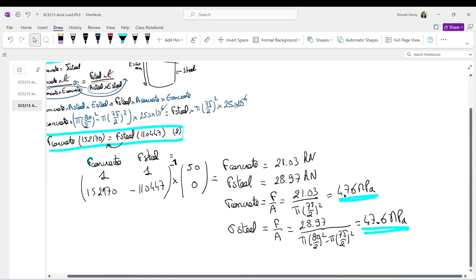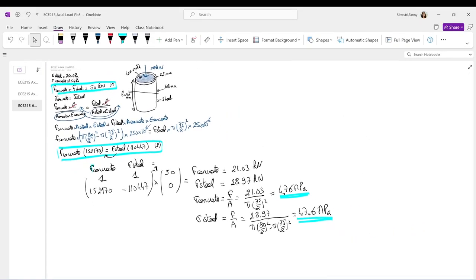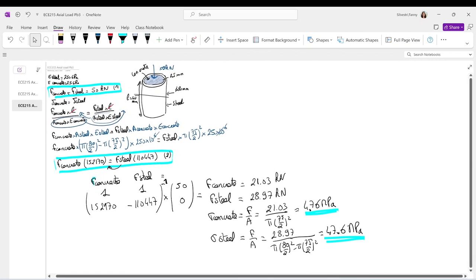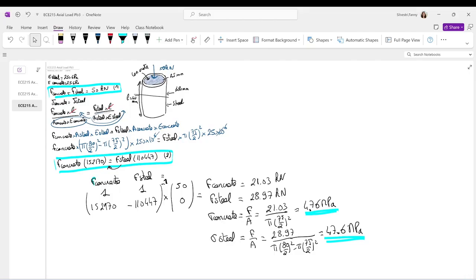So very typical problems. Two different materials, same length, they are stuck together, so they move together, so their contractions and elongations are the same, but the forces inside and the stresses inside are not the same.